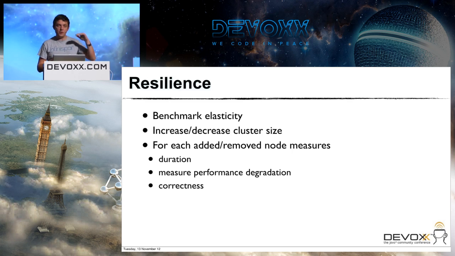Generally the performance degrades when nodes are joining or leaving. And very important, you also want to see that if you add a node, or a node leaves or crashes, data is not lost. So that's tested as well. That's the behavior correctness during resilience.